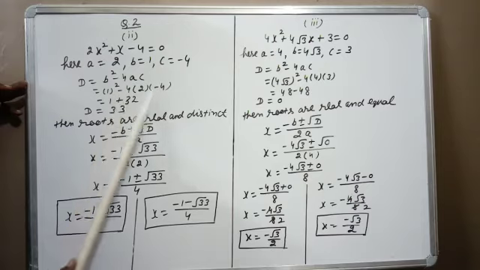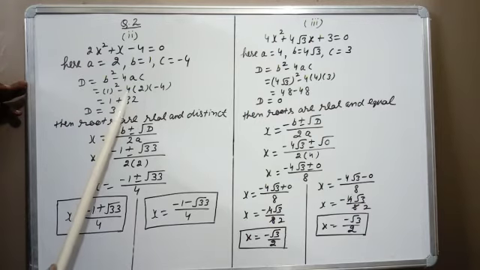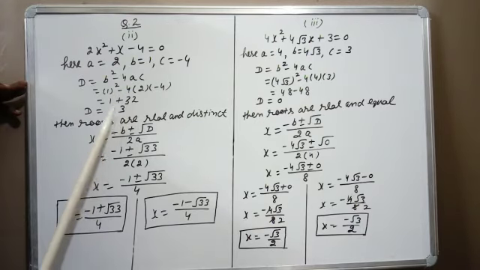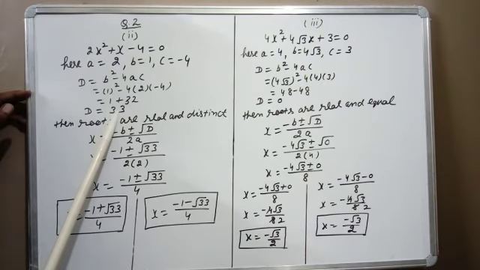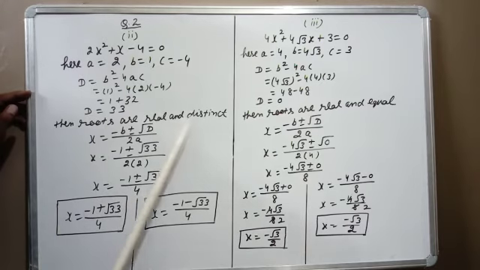Now we have 2 minus, so the sign will become plus. 4 into 2 is 8, 8 into 4 is 32. So this value will become plus 33. Now this is again greater than 0, so we will write that the roots are real and distinct.